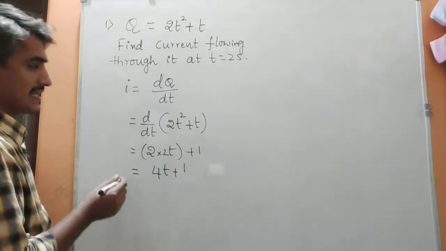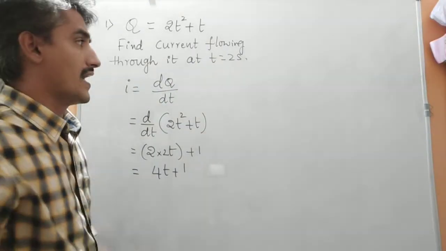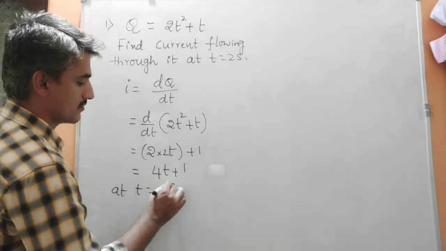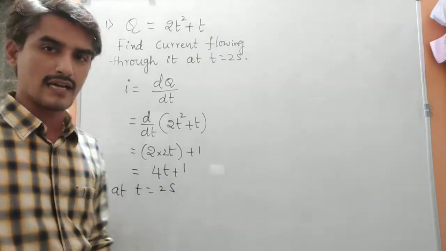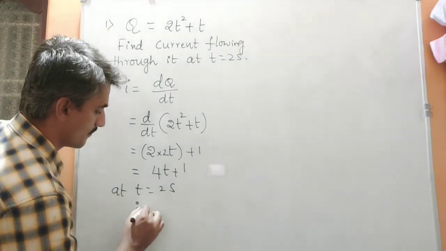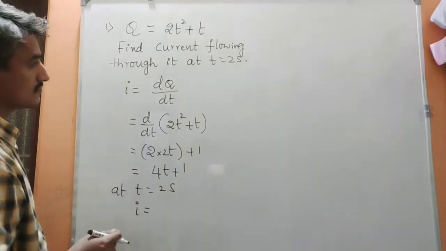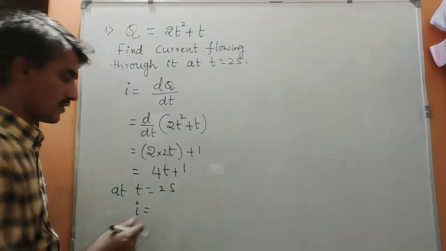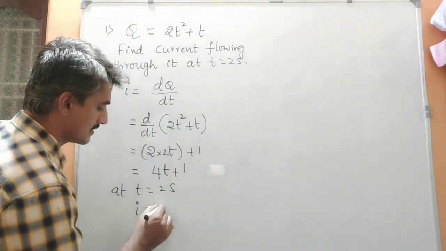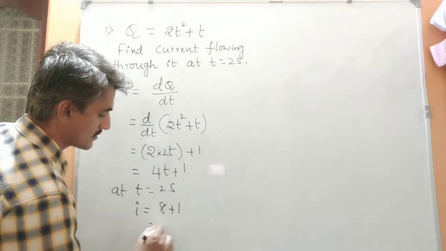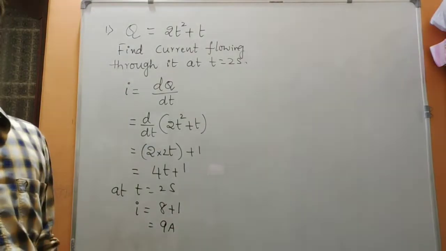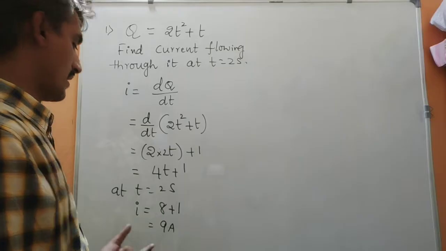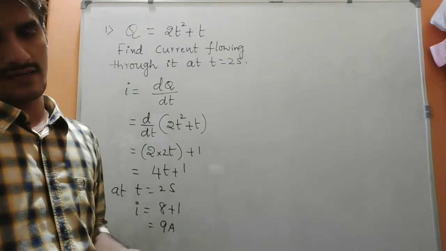Now exactly where he is asking to calculate the current, at 2 seconds, at t is equal to 2 seconds, it becomes I is equal to, in 4t plus 1, instead of t, if we substitute 2 seconds, what do we get? 4 into 2 plus 1. 4 into 2 is 8 plus 1, which is equal to 9 amperes. This is one type of problem. Here we are calculating instantaneous current.